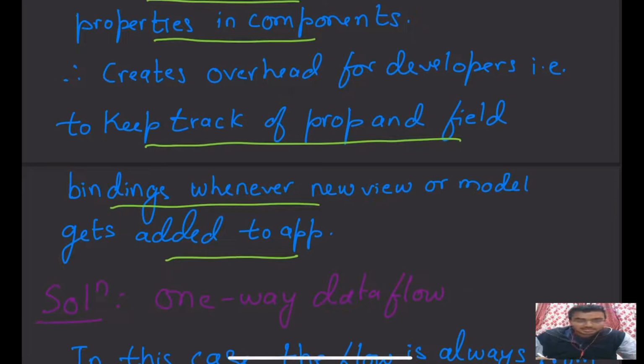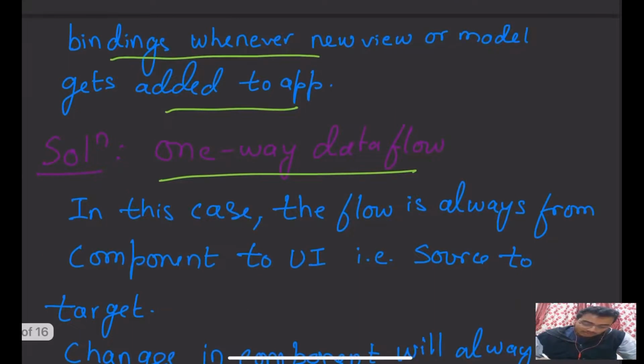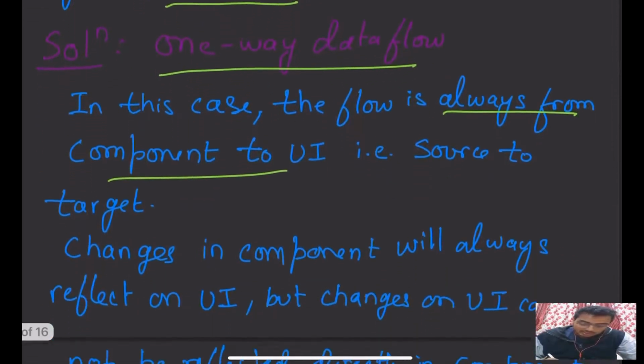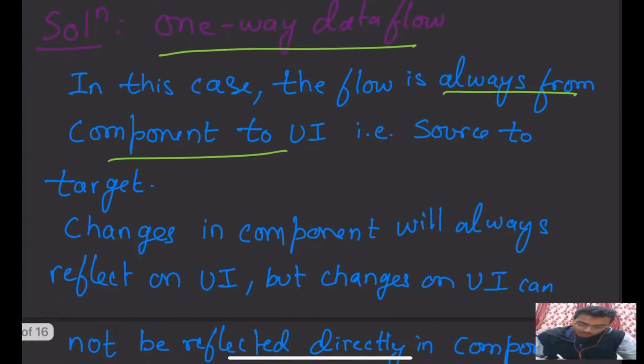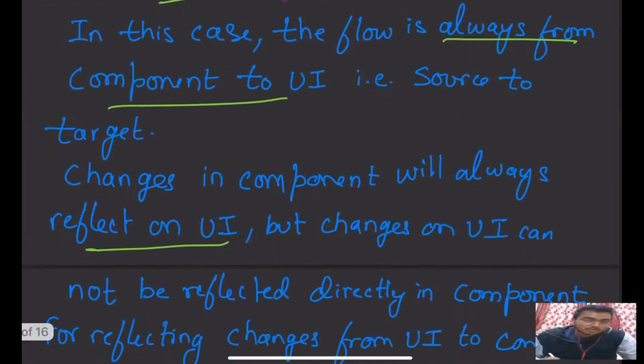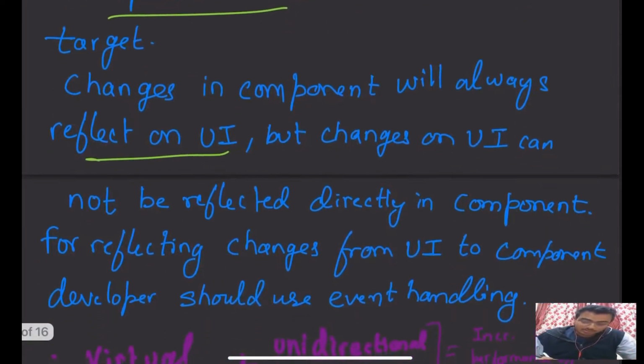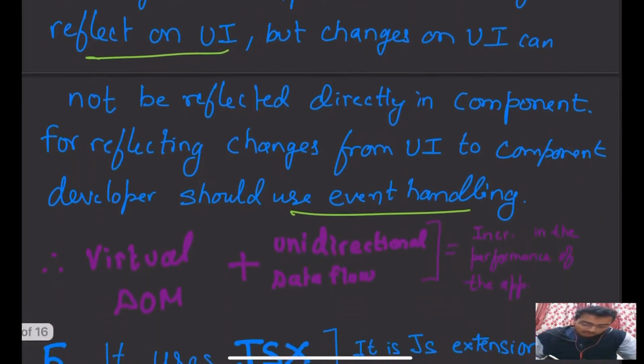What is the solution? The solution is one-way data flow. In this case, the flow is always from component to UI, and not the other way around. That is source to target. Changes in the component will always reflect on the UI, but changes on the UI cannot be reflected directly onto the component. For reflecting changes from the UI to the component, the developer should make use of something like event handling. Now our virtual DOM, the third point, and the fourth point, unidirectional data flow, contribute to an increase in the performance of the application.